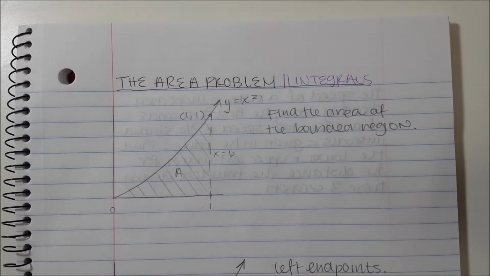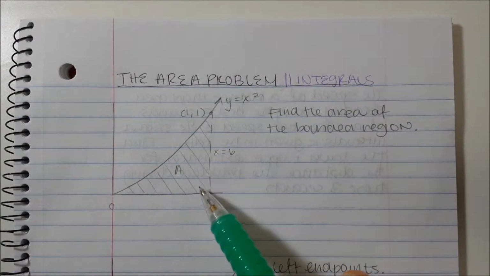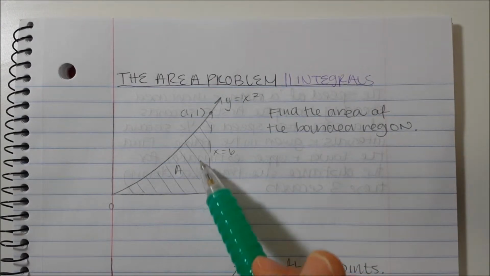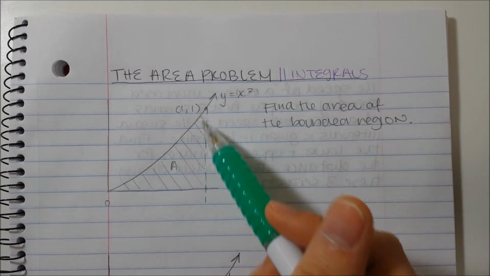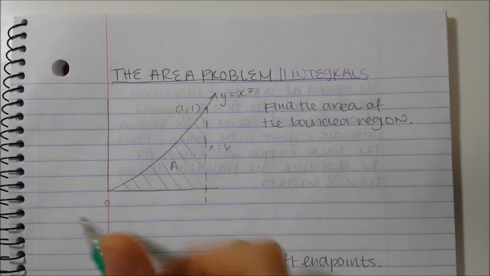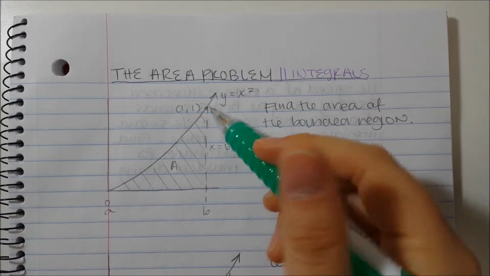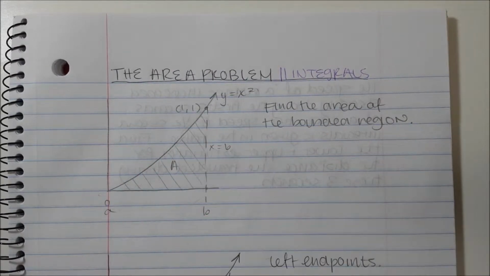Hey guys, today I'll be teaching you how to do the area problem in the integral section of calculus. So here we have a problem: find the area of the bounded region, and it gives you a graph. So we're trying to find A, which is all this space that is under this, bounded by y equals x squared and x equals b. This is going to be A, and this is going to be b. So in this case, b is 1, so it's bounded by this here.